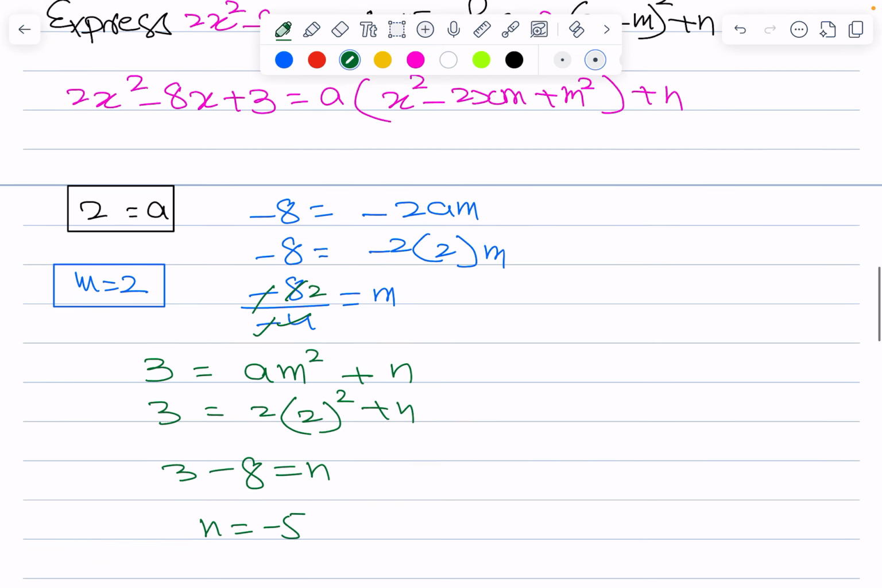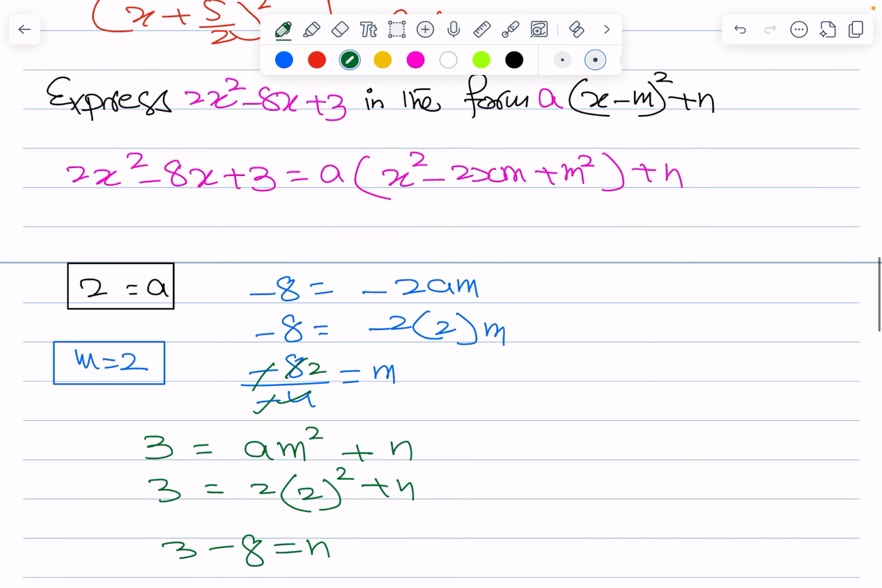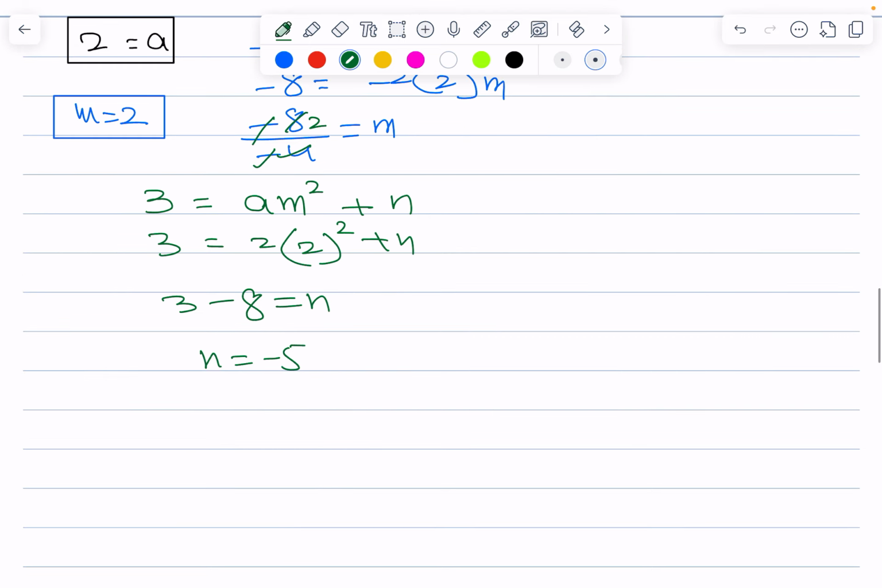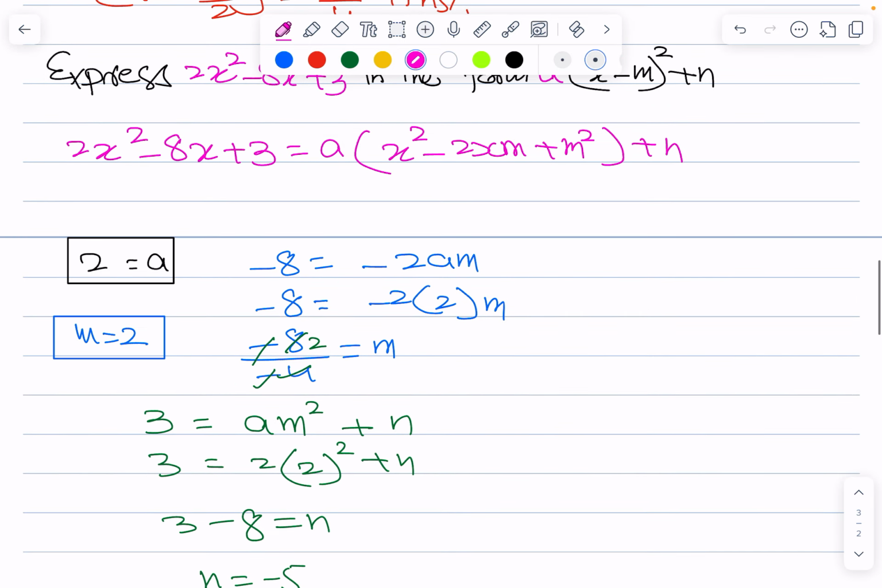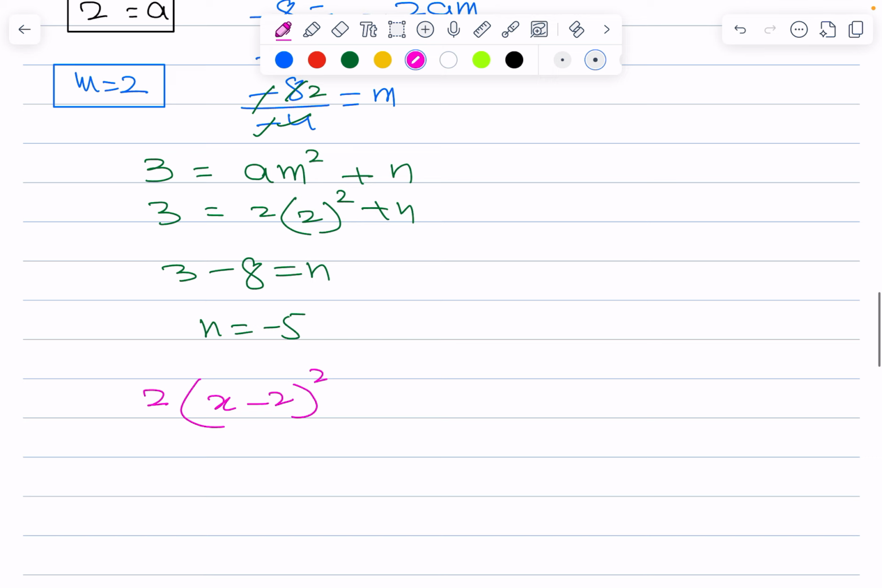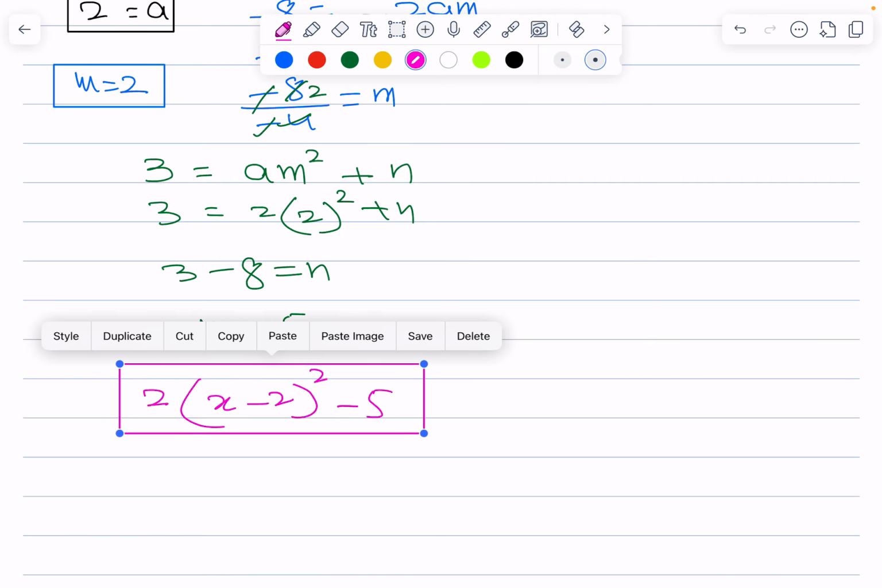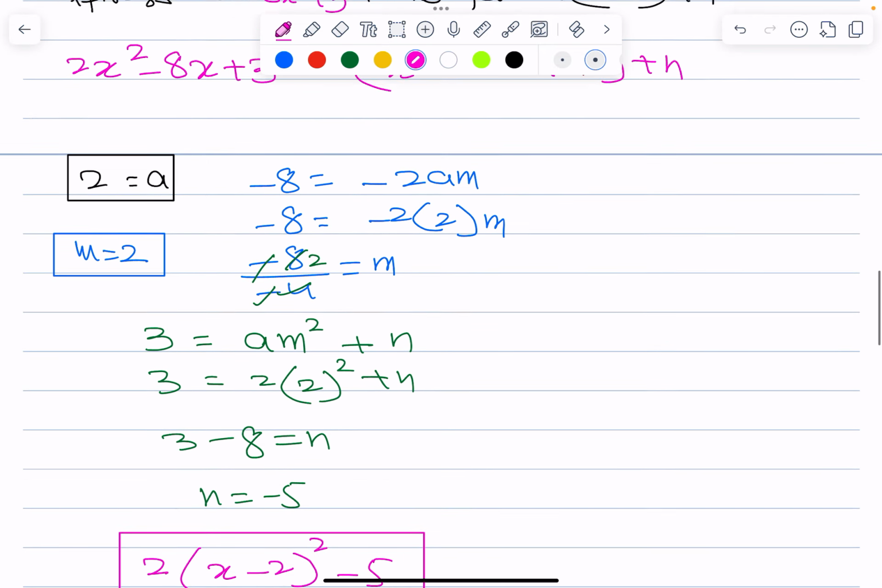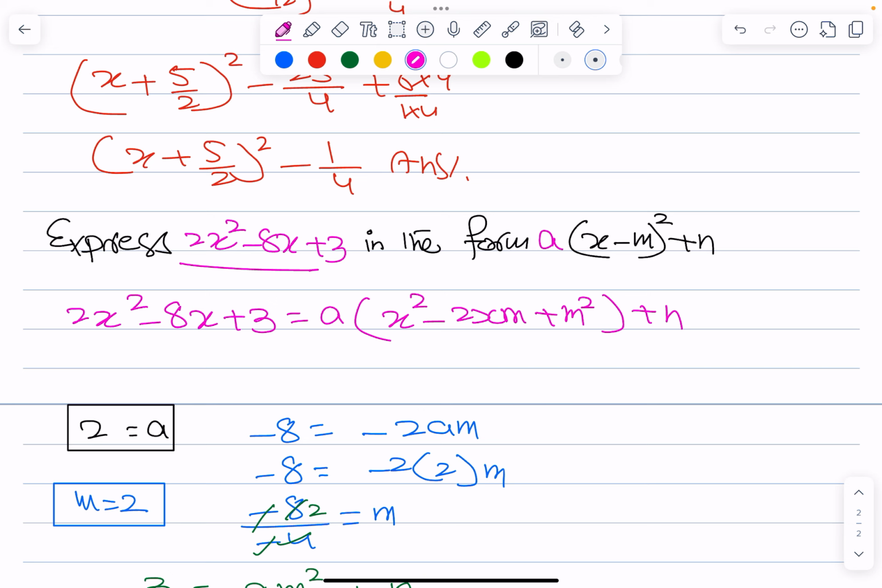Now your expression becomes: a is 2, and then we have x minus m, so x minus 2 whole square plus n, which is minus 5, and this is our final answer. If you want to confirm your answer, expand it and you will get exactly the same equation again.